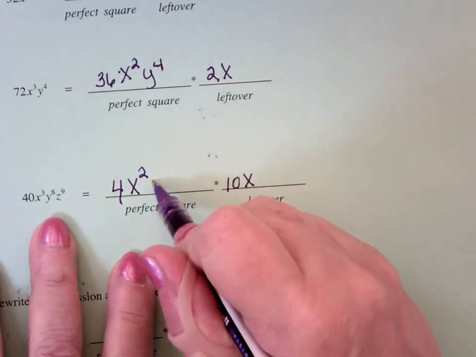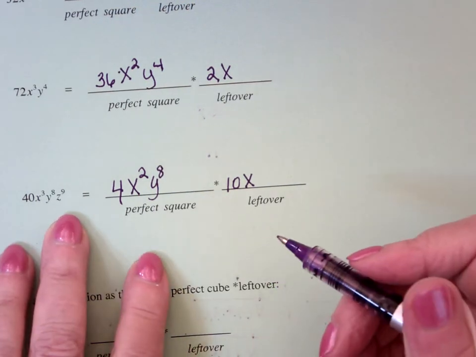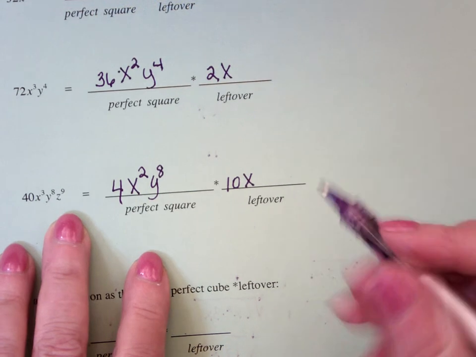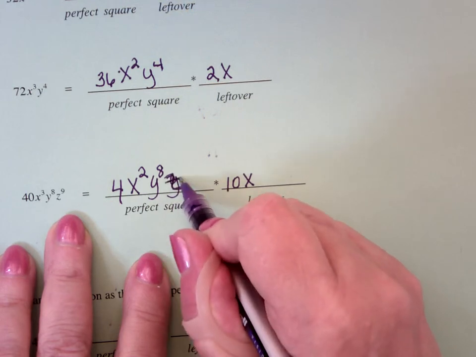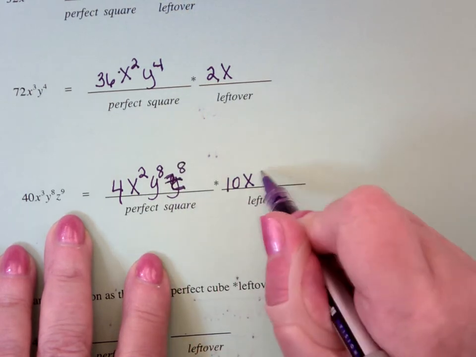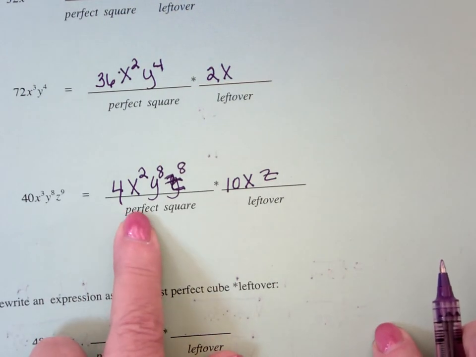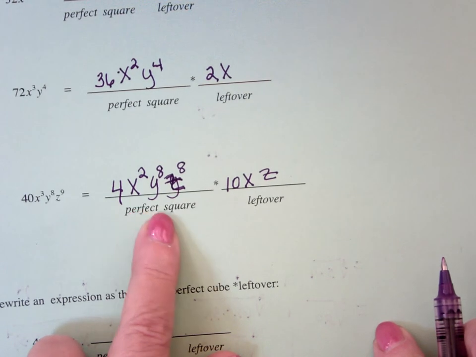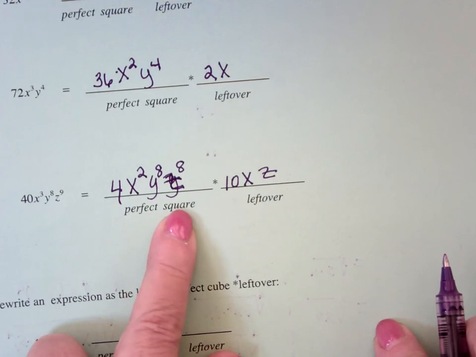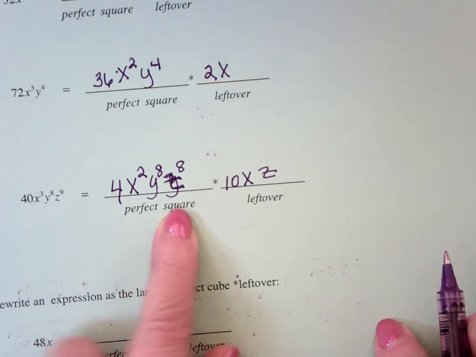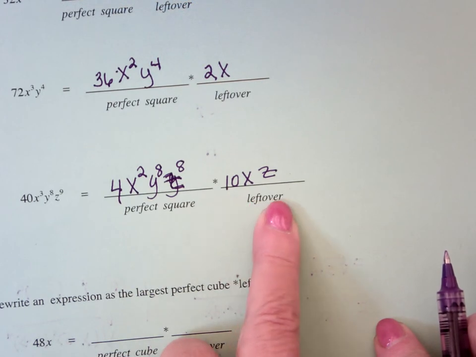Y to the 8th is even, so that says it is a square. Z to the 9th. What's the biggest even number before 9? 8. So it's Z to the 8 with 1 Z left over. Now I could take the square root of 4, which is 2, the square root of x squared, which is x, square root of y to the 8th, which is y to the 4th, the square root of z to the 8th, which is z to the 4th. I come over here, 10 doesn't have a square in it, x is not a square, z is not a square, that's the leftover.